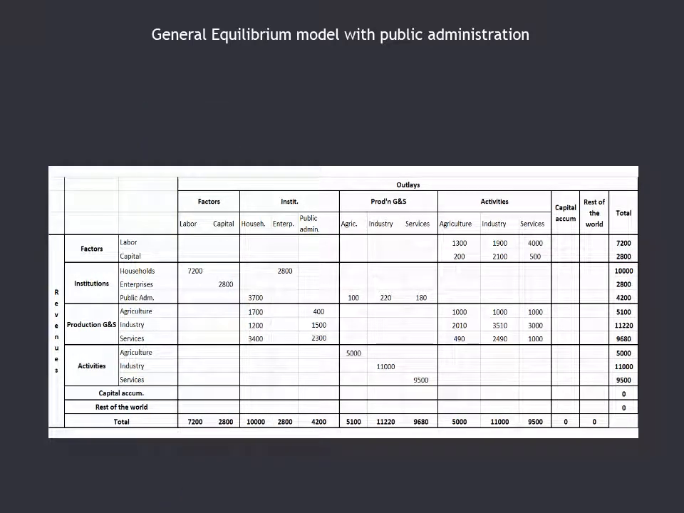So here we have introduced public administrations in this social accounting matrix. We could be interested in the balance between the total of a row and the total of a column.